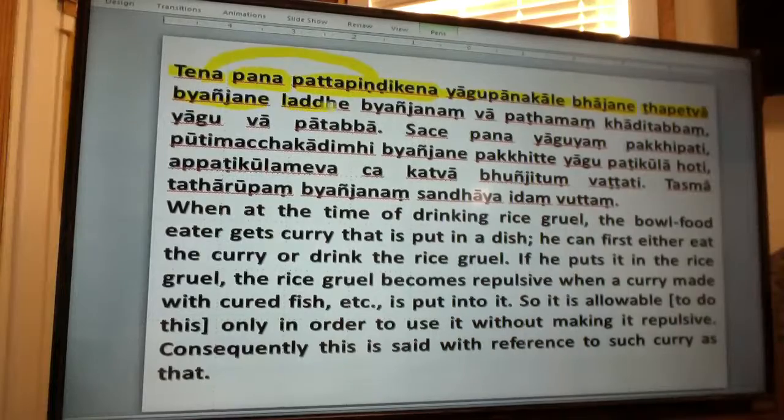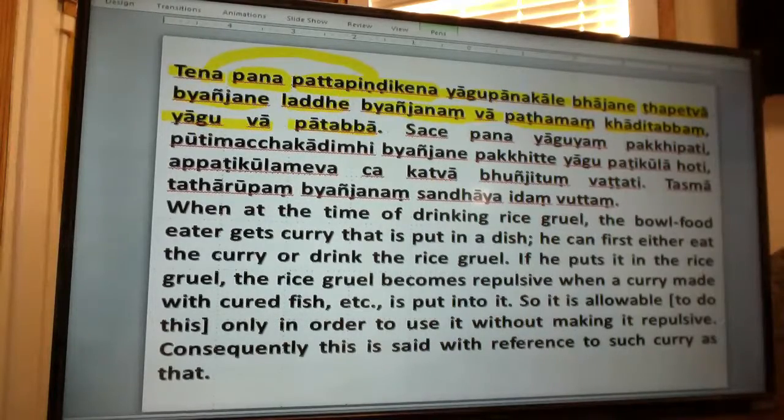Bhinjane ladi. So another offering is a bhinjane. Bhinjane is another different kind of food, rice and curry or something like this. Ladi is getting. Bhinjana wa patama karidava. Patama is first. If the person wants to eat the other different food first, it's okay. Karidava means should eat.